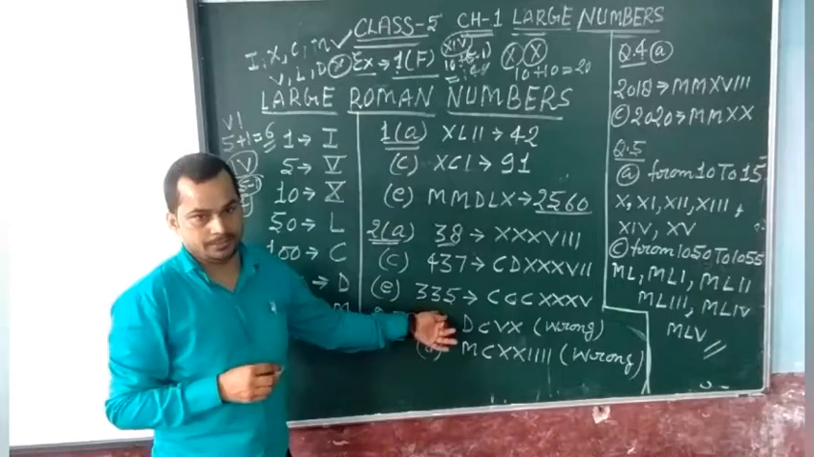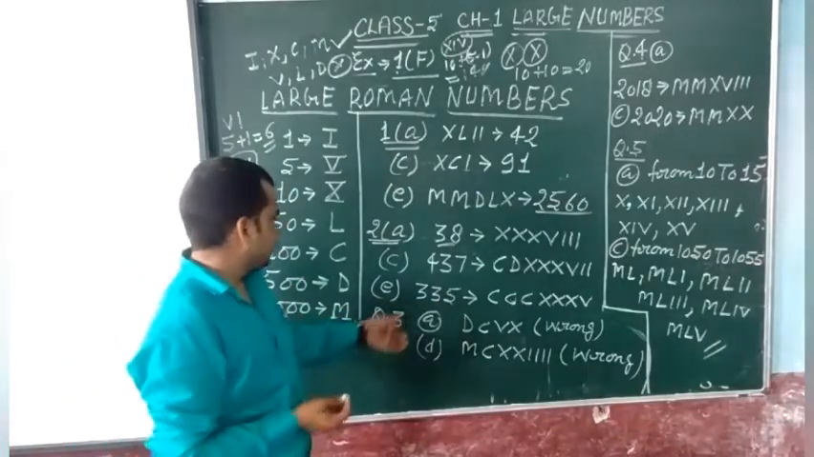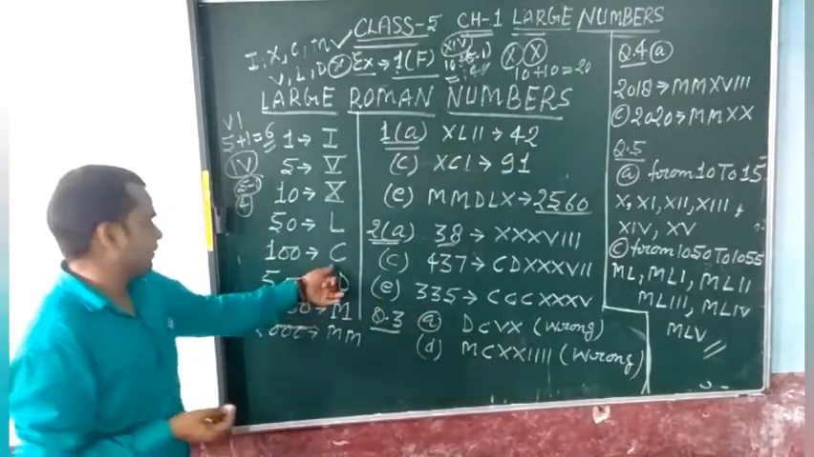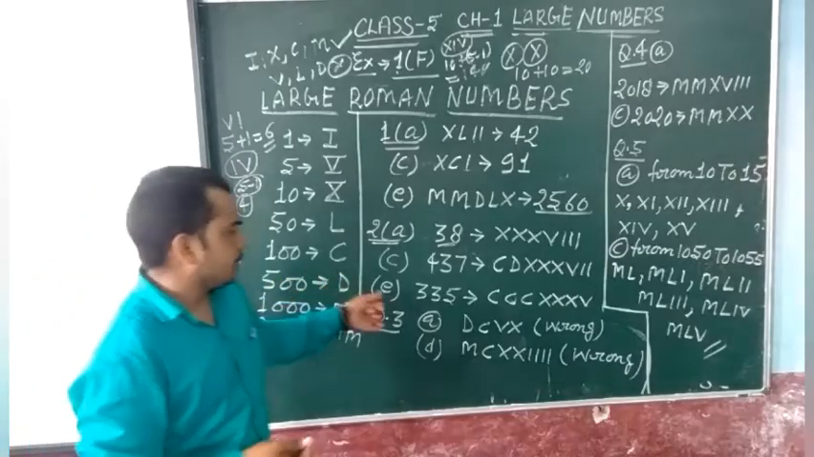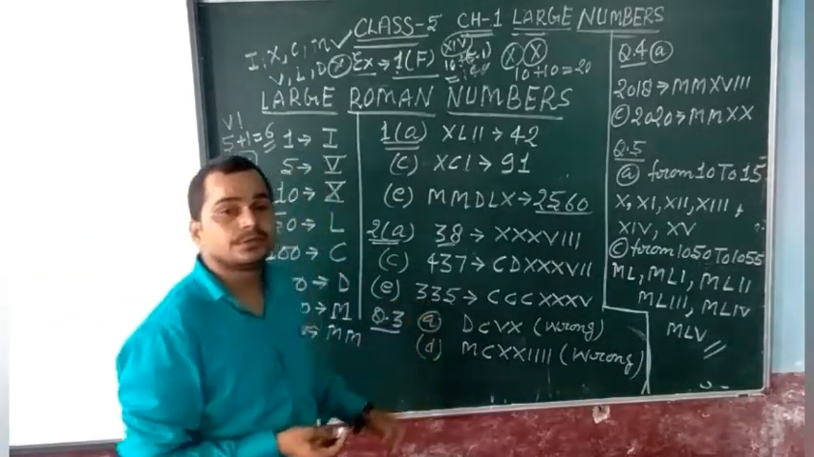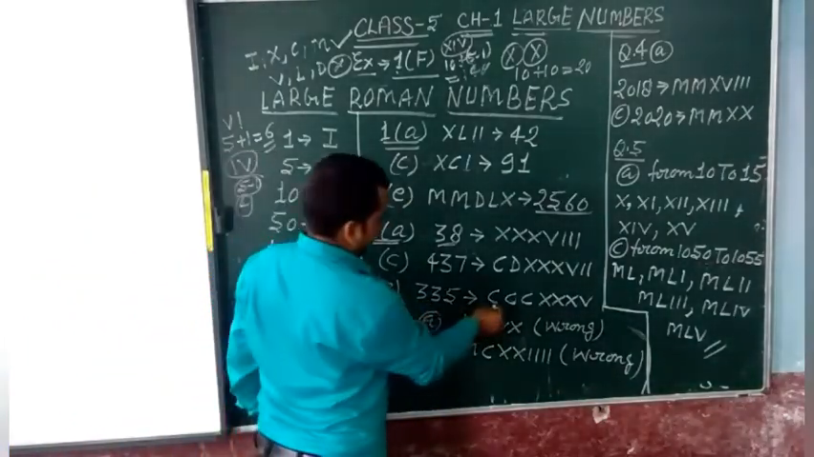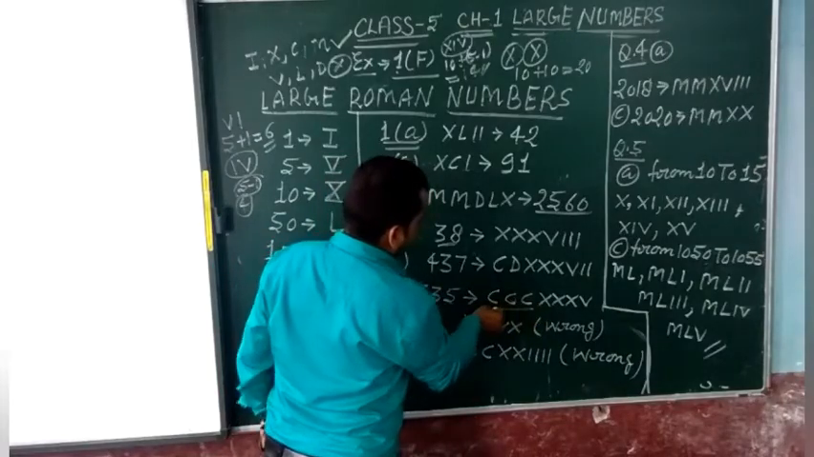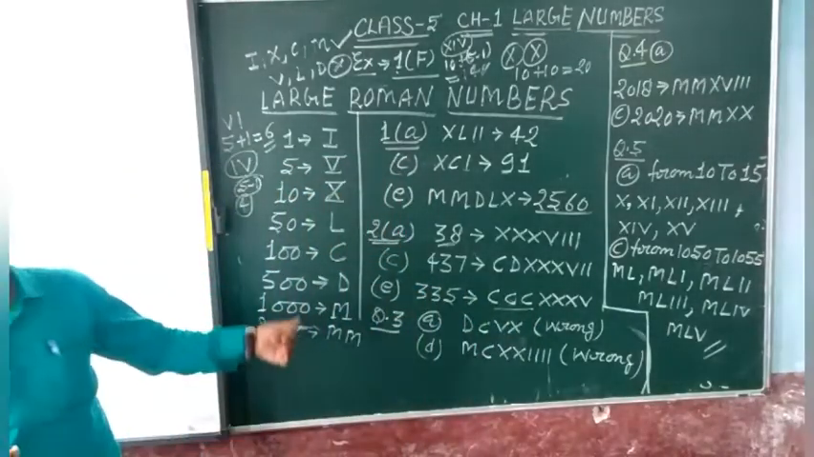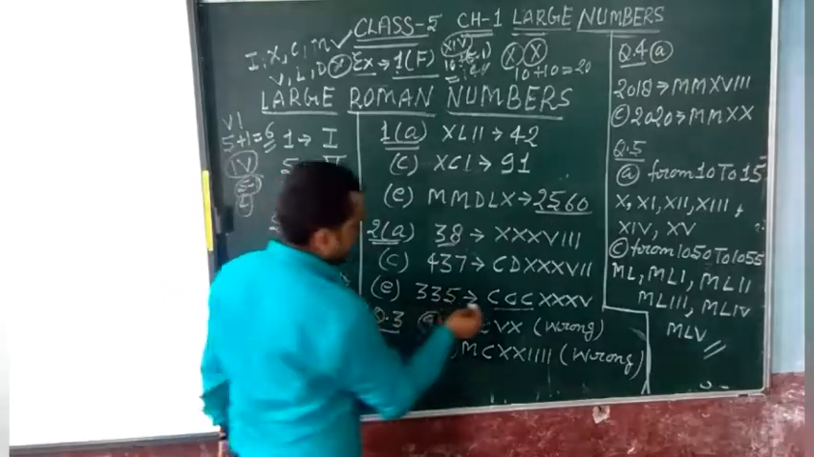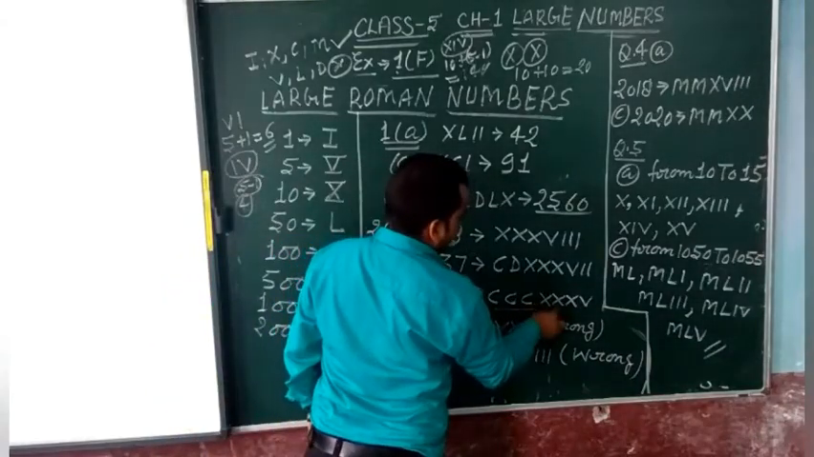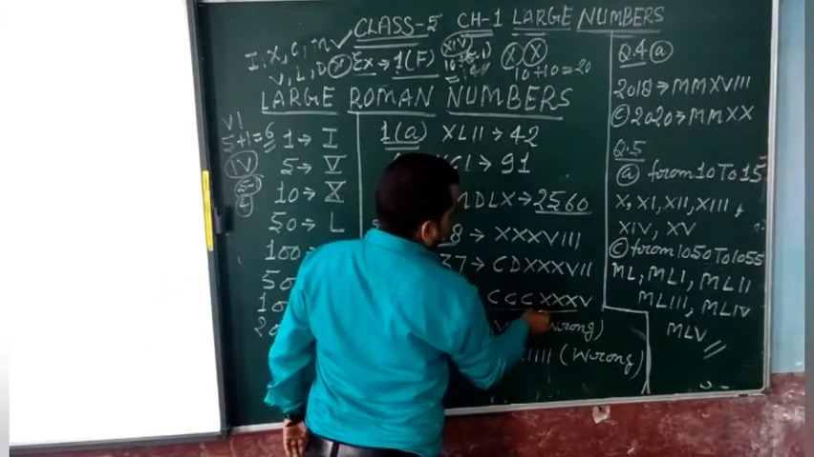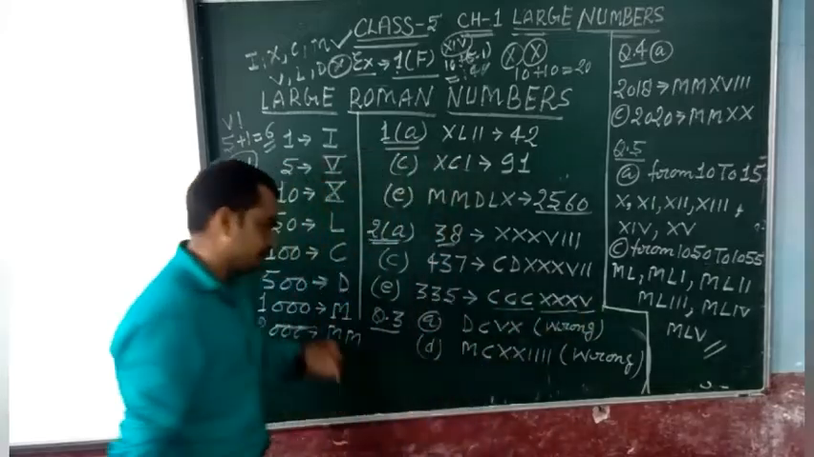Next, 335. C is for 100, here we have 300. So we write C 3 times, so we get 300. Then 35: X 3 times, 30. Then 5.